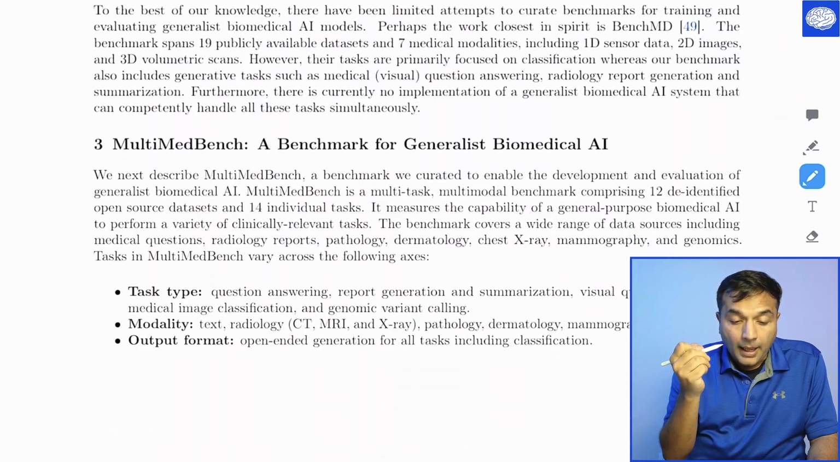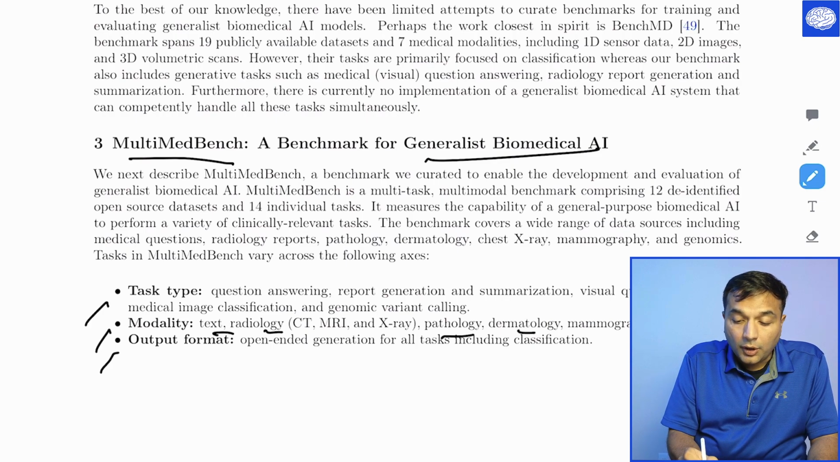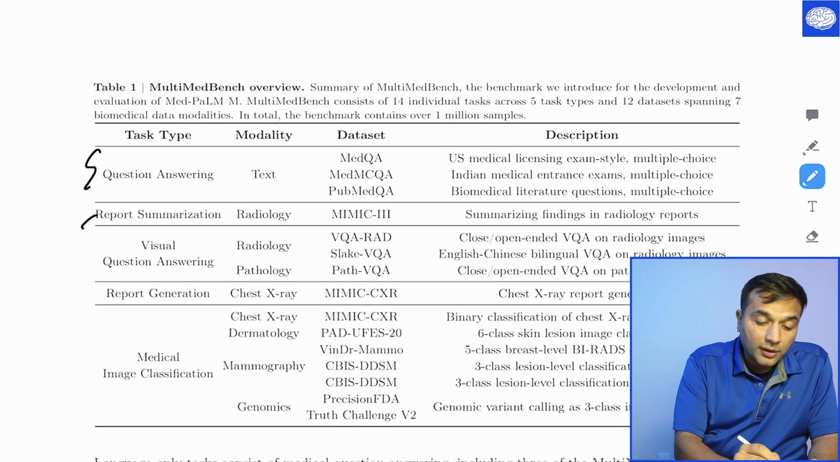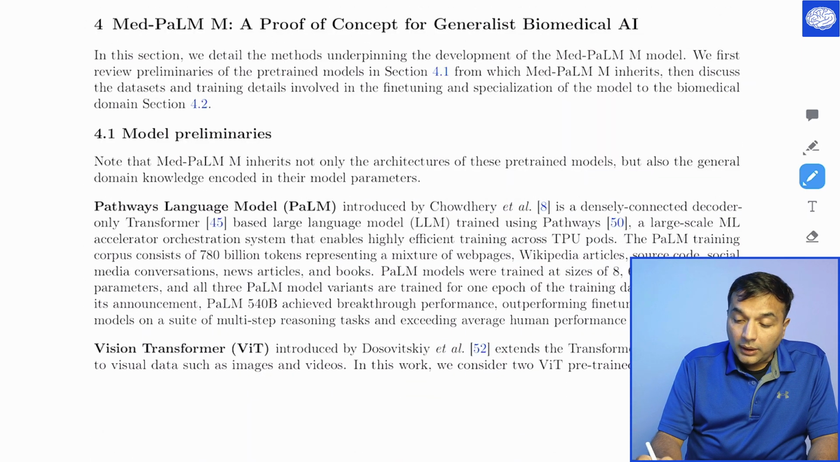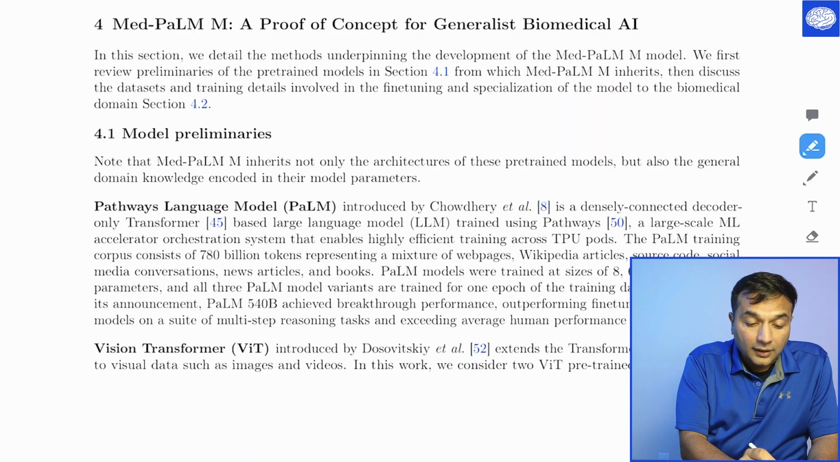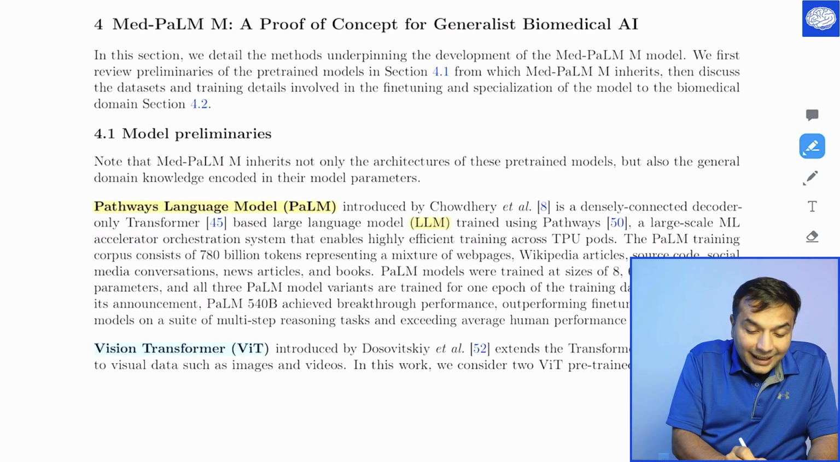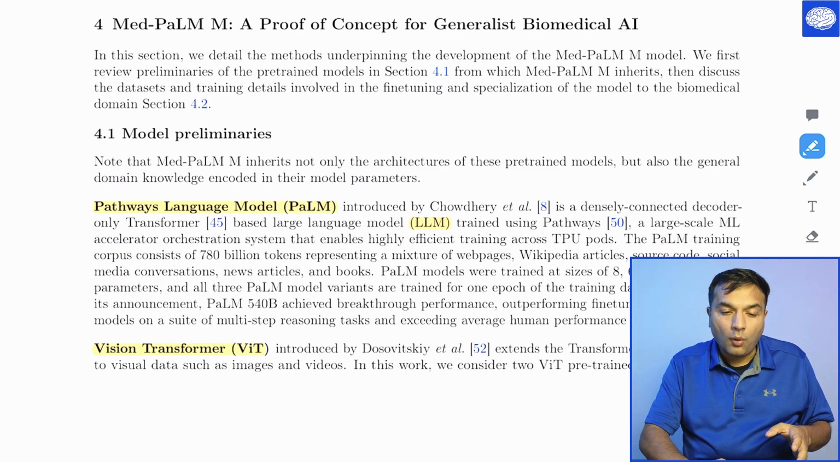The multi-benchmark for generalist biomedical AI, they did all these tasks and modalities: text, radiology, pathology, dermatology, mammography, and genomics. And of course, they did question answering, report summarization, visual questions, etc. And if you look at the process they went through, first they created PaLM, which is just a large language model. Then they created a visual transformer, which is exactly what I talked about before.